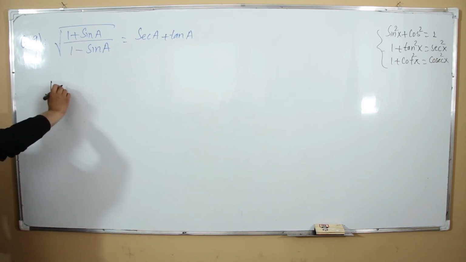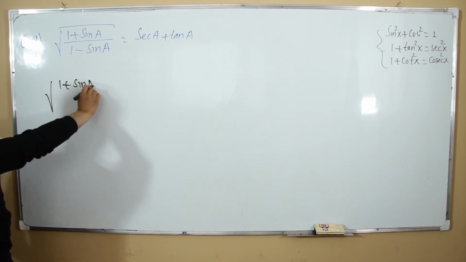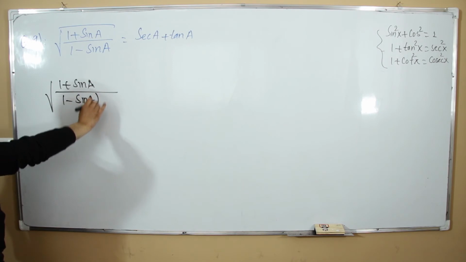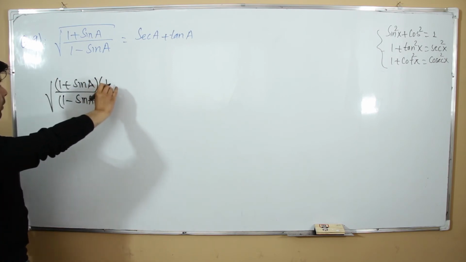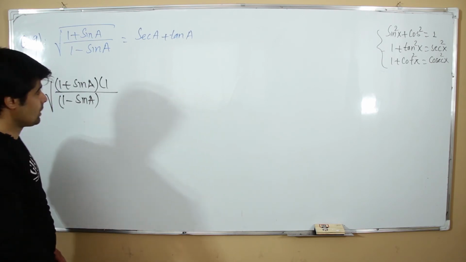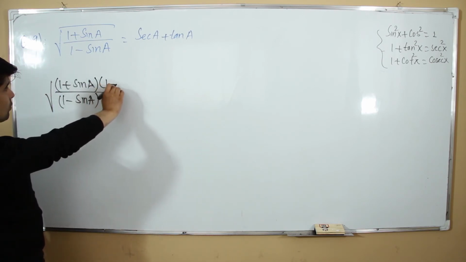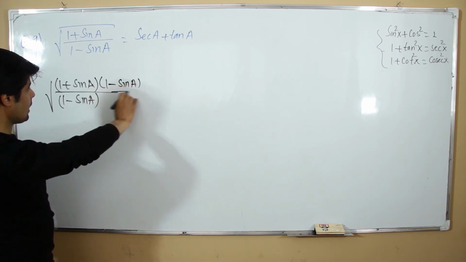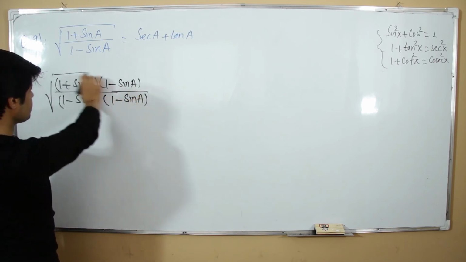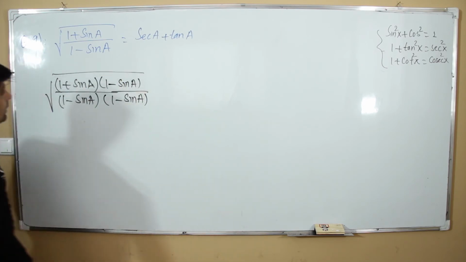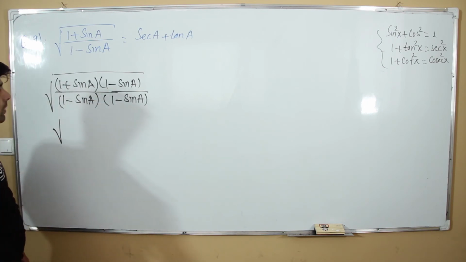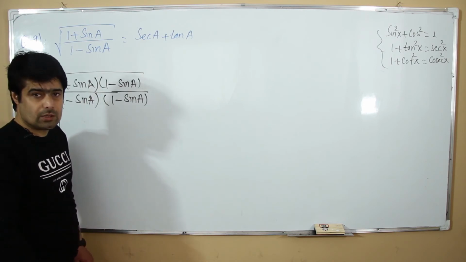What do I mean? I mean 1 plus sine A divided by 1 minus sine A. Can I multiply both with 1 plus sine A or 1 minus sine A? Yes, we can do. I mean, I will write here 1 minus sine A and here also 1 minus sine A. Am I right? Yes. Now 1 plus sine A, 1 minus sine A, it is what? It is 1 square minus sine square.